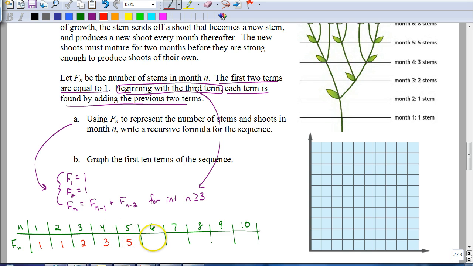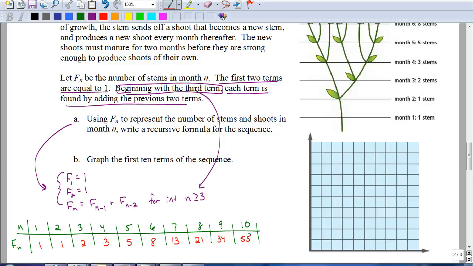3 plus 5 is 8. 5 plus 8 is 13. 8 plus 13 is 21. 13 plus 21 is 34. And 21 plus 34 is 55. Now when we go to graph this, it's going to look slightly different from our other graphs.